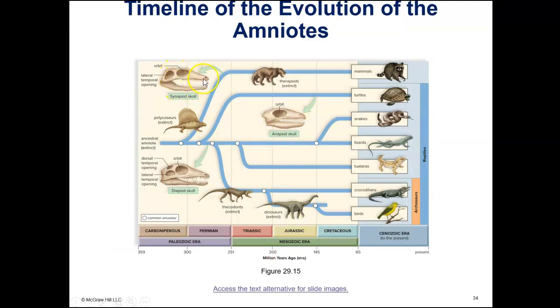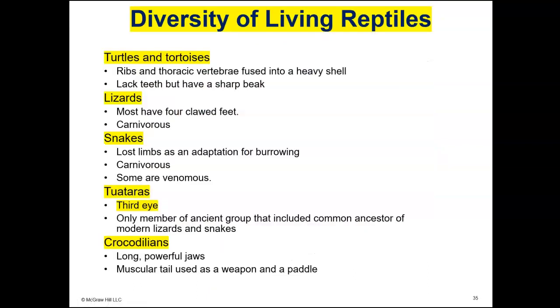So you can see that a synapsid skull, like mammals have, has one opening on each side. It's called the lateral temporal opening, so that's for the ears. The turtle has none, so that's an anapsid skull. And then the other reptiles, including birds, are diapsid. They have dorsal and lateral openings on each side of their skull for ears and equilibrium, I guess.